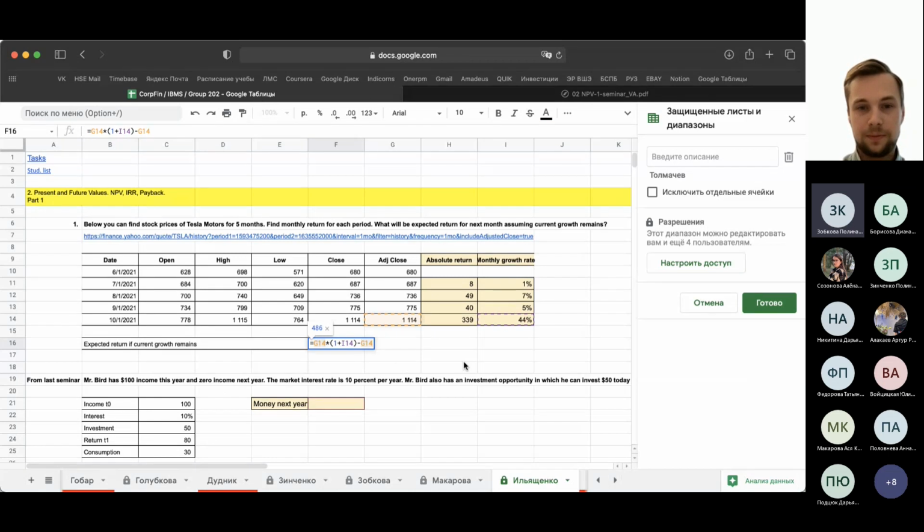I just took the percent from the last month, it's 44, and multiplied by adjusted close and minus adjusted close to obtain return. Yes, actually, we expect, for example, that this growth will remain for the next period. So we just need to add 44% to the last close price. Yes, and we have 486.